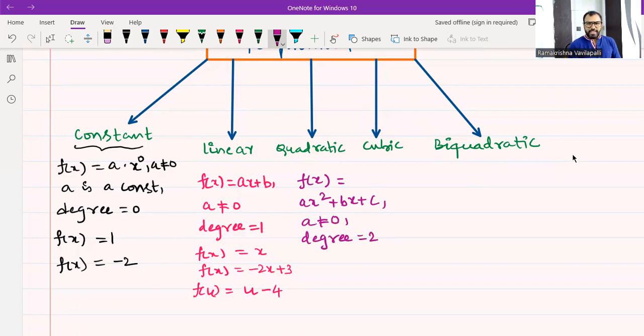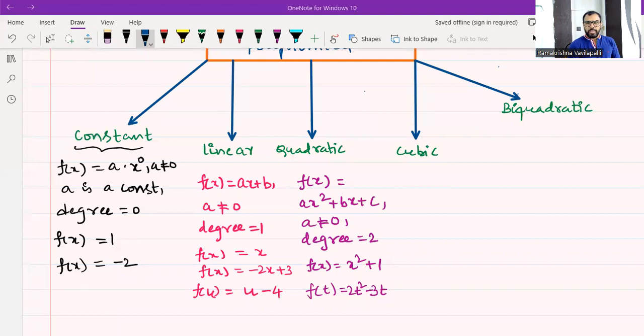Okay. So I can give you some examples like f of x equal to x square plus 1 is a quadratic polynomial. Or I can write f of t equal to 2t square minus 3t. It is a quadratic polynomial. Well, now what is a cubic polynomial?